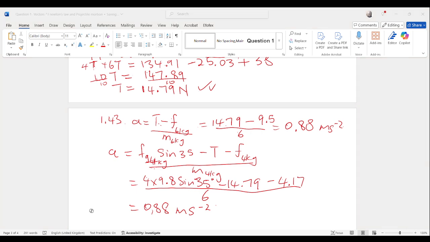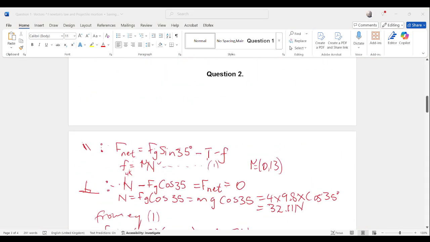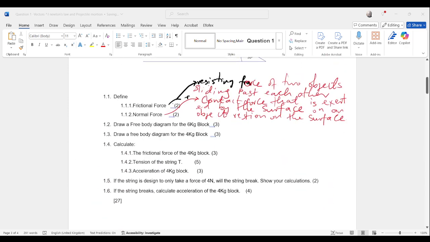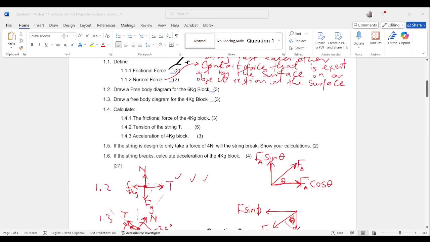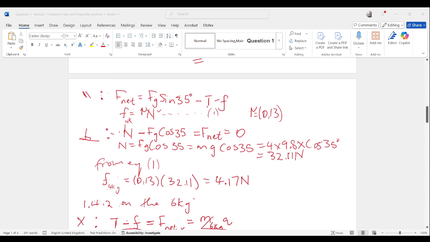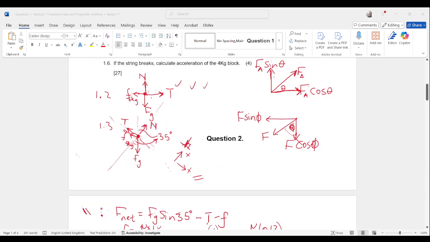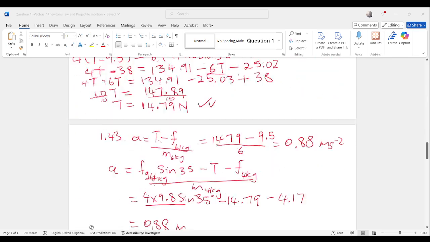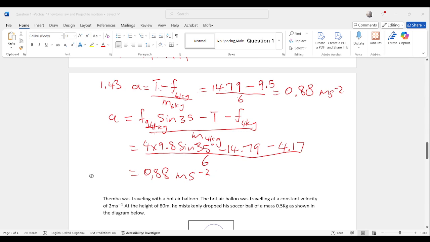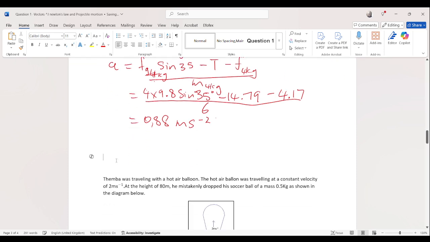Okay, now another question. Let's go to the next question, which says, if the string is designed to only take 4 Newton, will the string break? Show your calculations. And that is 1.5. Will the string break? Let us see.